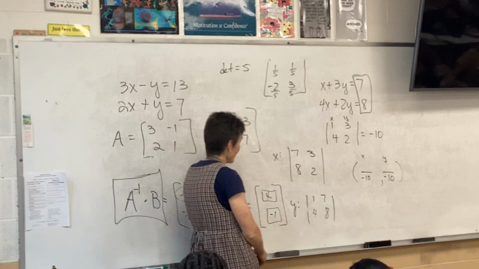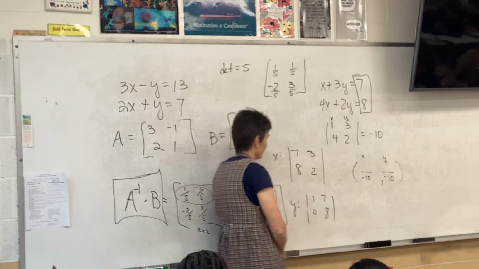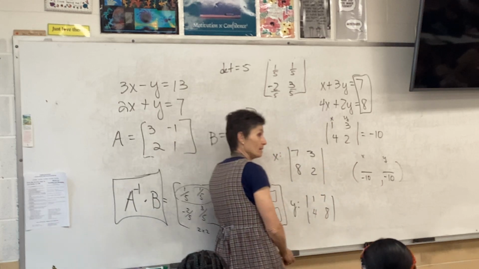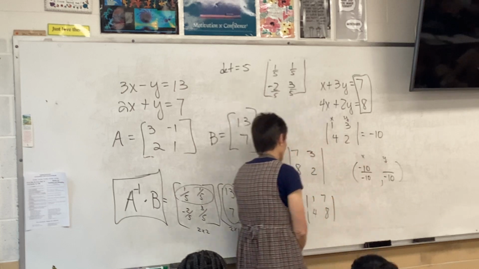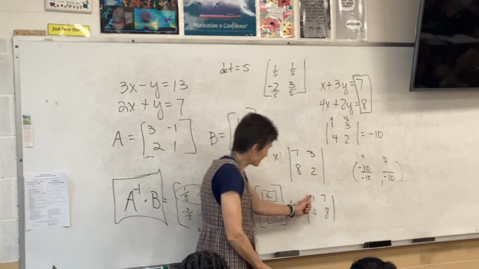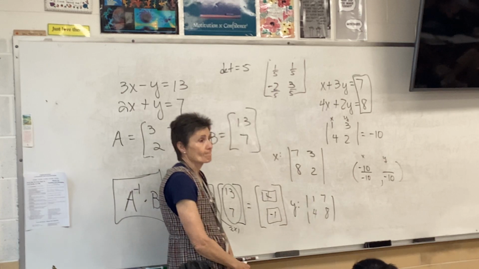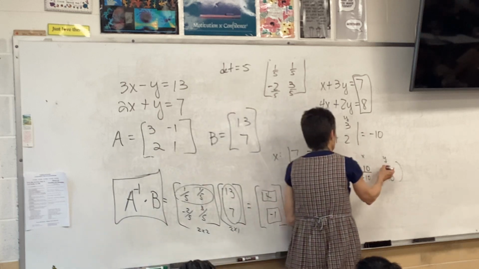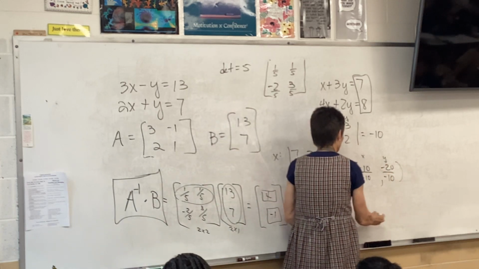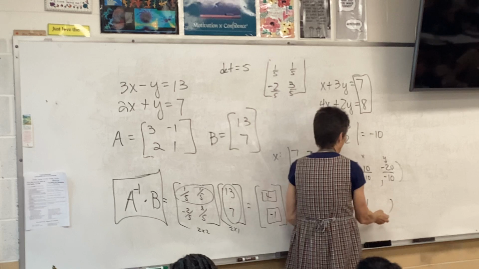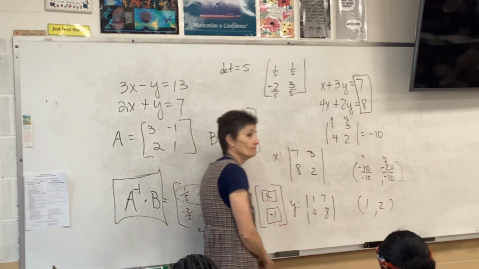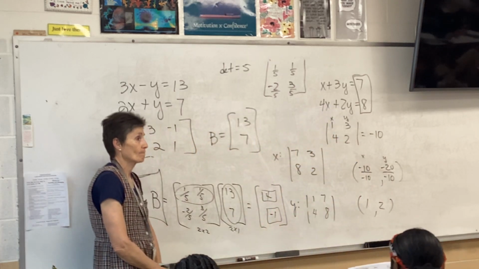All right, so what do I get for this determinant? Oh, I get negative 10. What do I get for this determinant? Negative 20. So like always, I'll reduce. It looks like the answer to this problem is 1, 2.